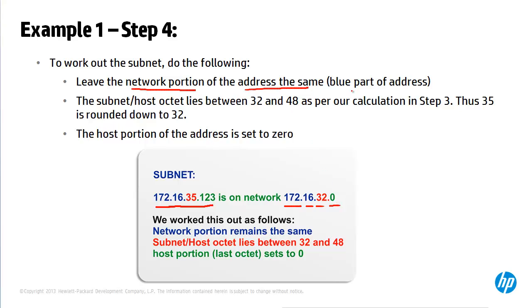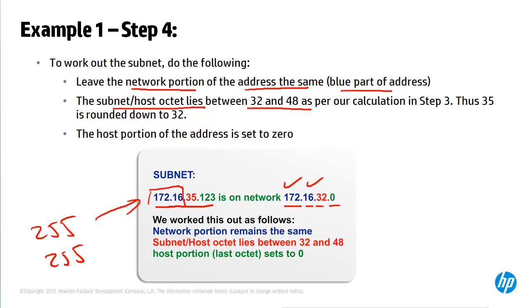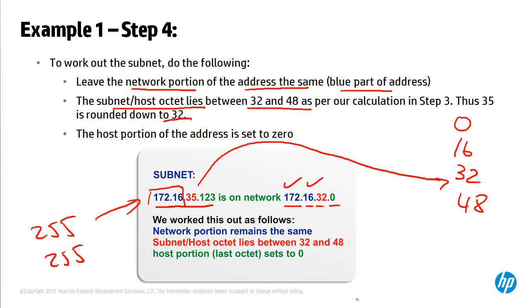In other words, the blue portion of this address is left the same. Remember, these had 255 in the subnet mask, so they remain the same. The subnet host octet lies between 32 and 48, as per our previous calculation. We then round down 35 to 32. Now we worked out that we're going in multiples of 16. 35 is between 32 and 48, so we round down to 32.